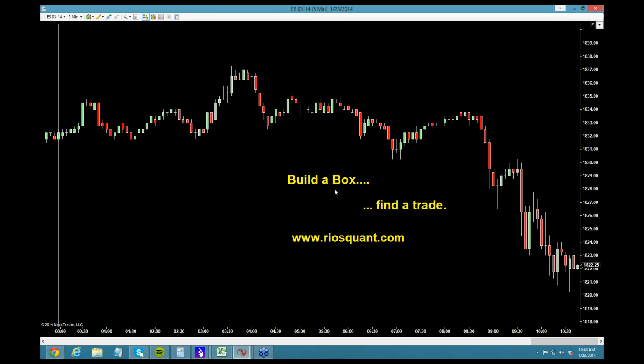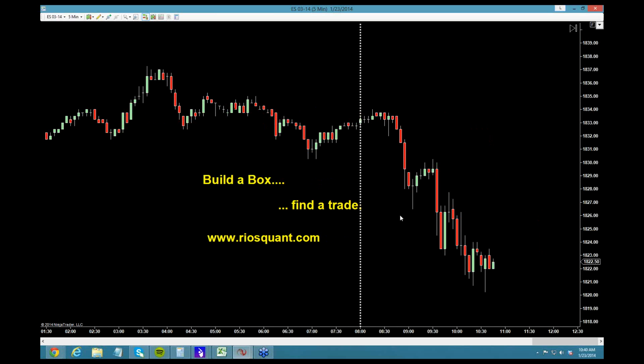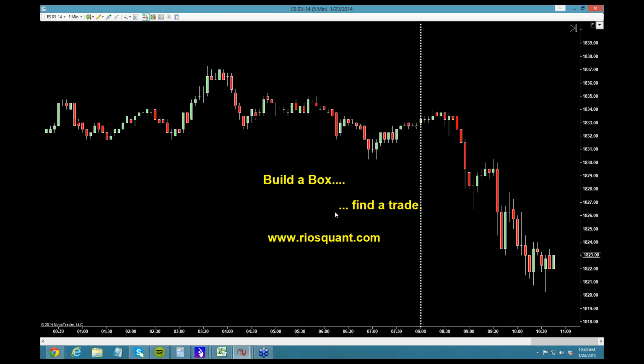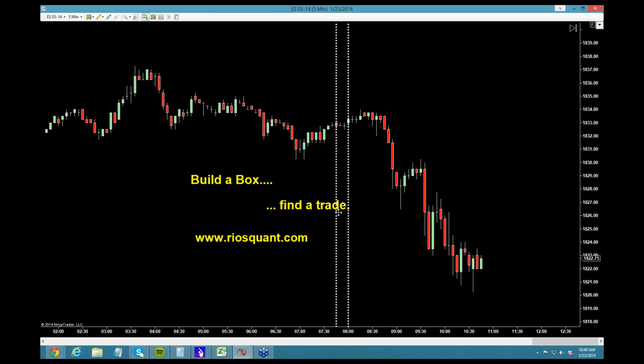So I'm going to show you guys here in 2 minutes how to build a box and find a trade. Sounds simple enough, right? All right, so first of all, we're just going to use something simple, a vertical line here based on time. We start trading at 8 o'clock. By the way, that went over to the far left. That's just midnight. 8 o'clock until 11 o'clock, that's our core hours of trading where we look for opportunities.